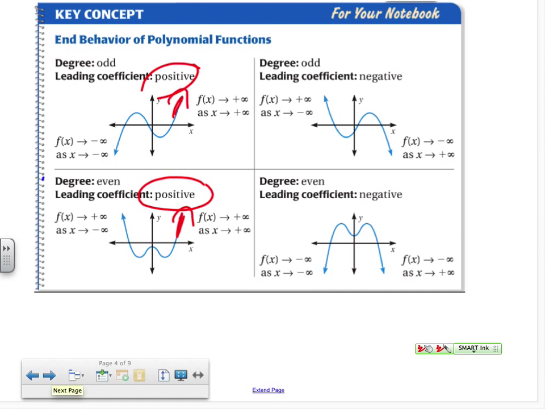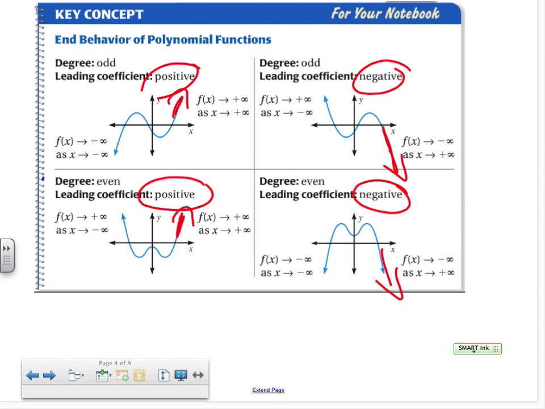If it's negative, the right side, or as x approaches infinity, will go down, because you're multiplying by a negative number with a really large power. That's why the right side goes down when it's negative, and it goes up because you're multiplying by a positive number with a really large power.